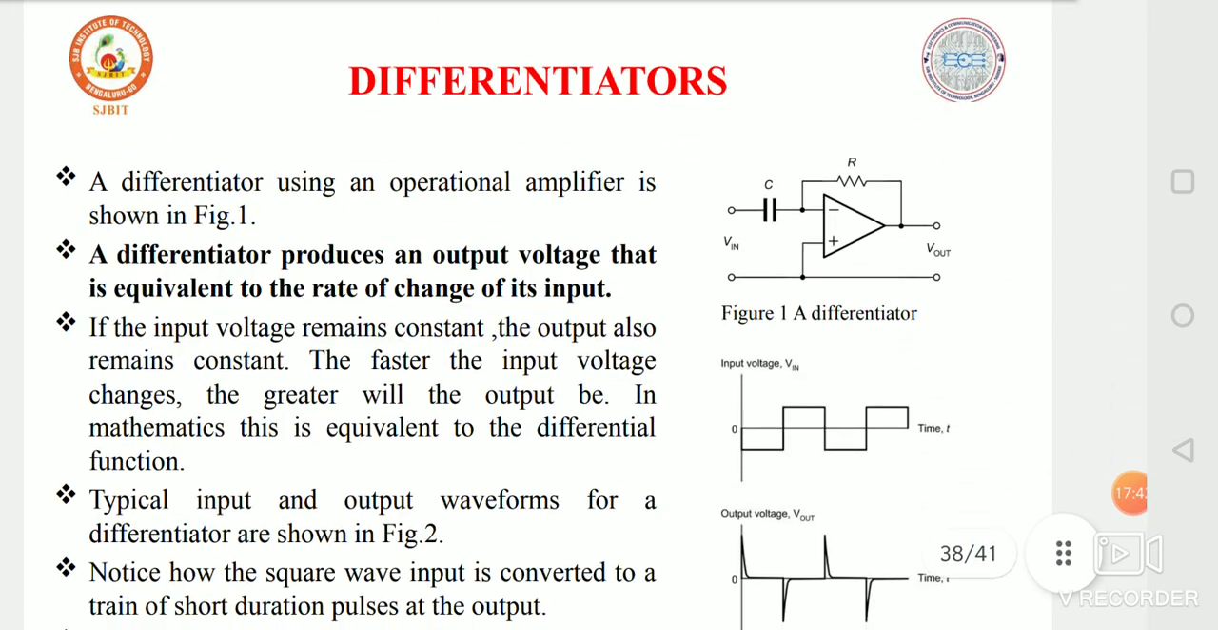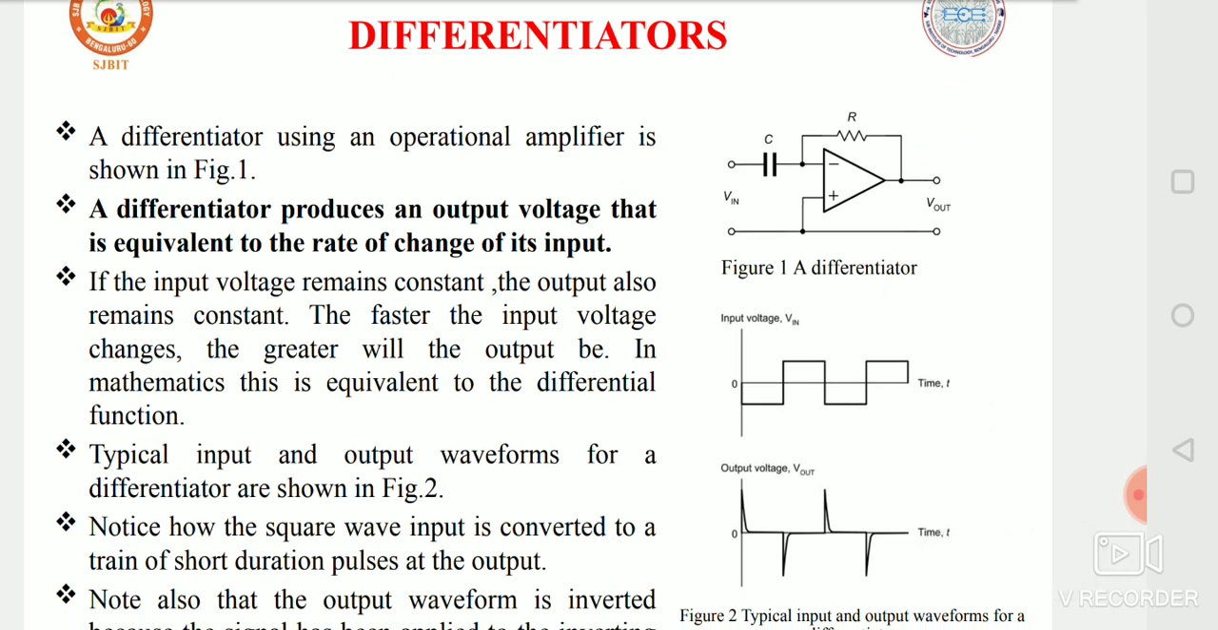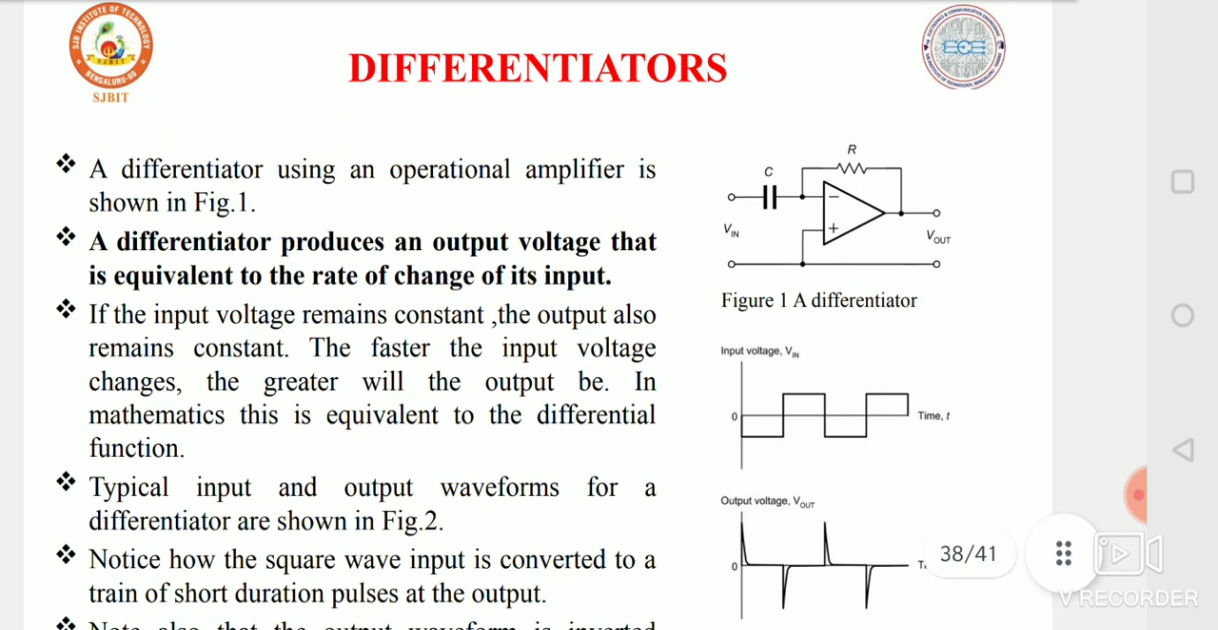So op amp can also be used as a differentiator. You can see the circuit. So if the capacitor is connected across the op amp feedback, we will call that an integrator, and a differentiator if the capacitor is connected to the inverting terminal of the input and a resistance is connected across the feedback resistance of an op amp.